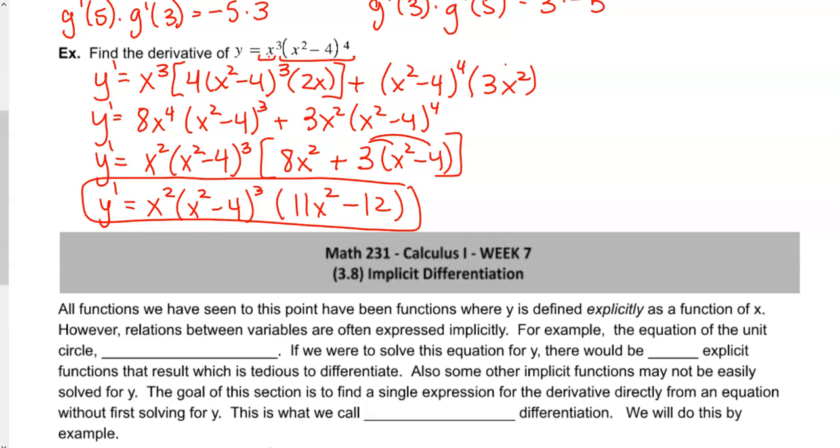All right, so we will then move on to our last way to find a derivative before we get into some more applications in section 3.9. So that means that section 3.8, as you can see here, is referring to implicit differentiation, and we will save that for next time. Until then.